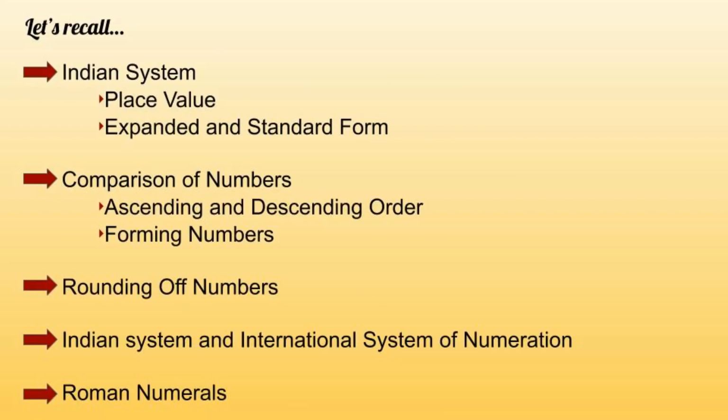Let's recall the topics in More on Large Numbers. First, Indian system: place value, expanded and standard form. Next, comparison of numbers, under that ascending and descending order. Next, forming numbers. Third, rounding of numbers. Next, Indian system and international system of numeration. And at last, Roman numerals. Let's revise Indian system place value first.